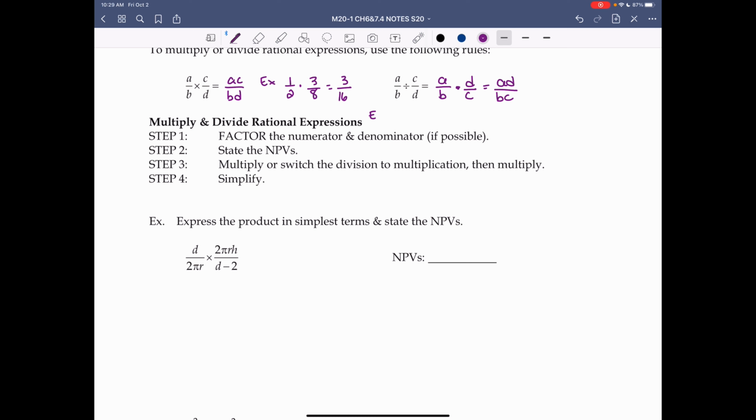An example, 3 over 8 divided by 1/2 equals 3 over 8 times 2 over 1, which equals 3 times 2 is 6, 8 times 1 is 8, and then we can reduce that. 6 and 8 can be divided by 2. We get 3 over 4.